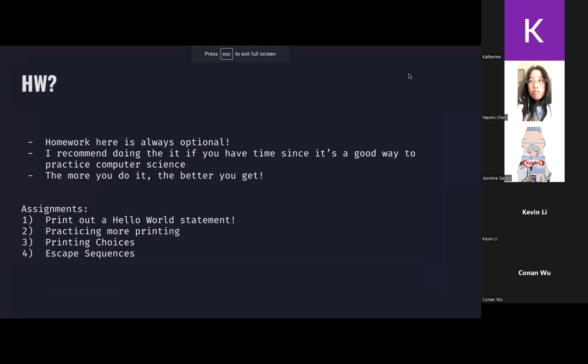So next is potential homework that y'all can do. It's good for you. Homework is always optional here though. You don't have to do it. It's not mandatory, but I do recommend doing it if you have time, since it's a good way to practice computer science. The more you do it, the better you get. So, the more you practice, yeah, good stuff.